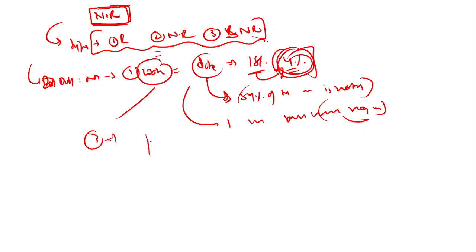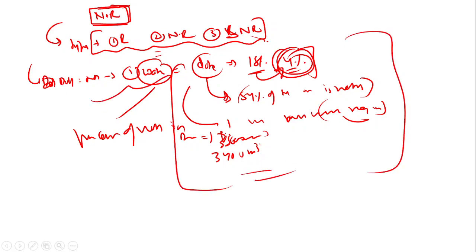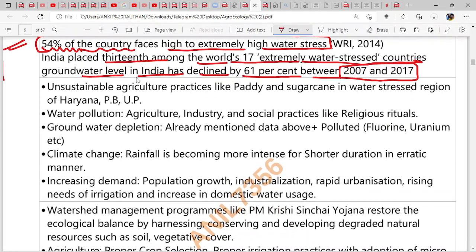Third, you will say that per capita availability, okay, leave this, but you can say that per capita availability of water in India right now is how much? 3500 meter cube, 3500 meter cube. It will go down to 3400 meter cube, right? So these facts are enough to do with the water. Okay?